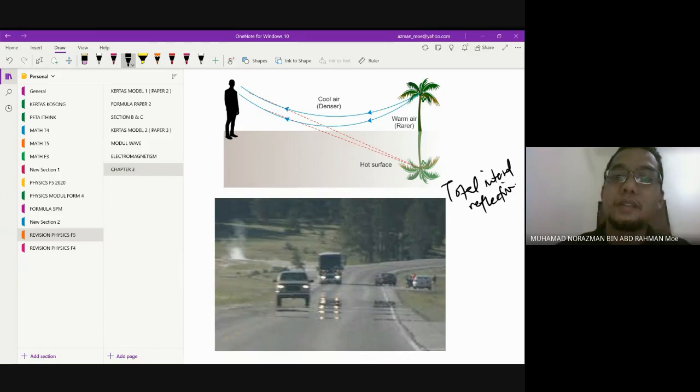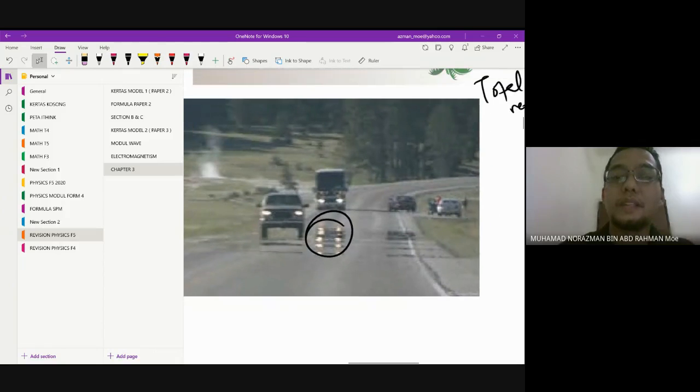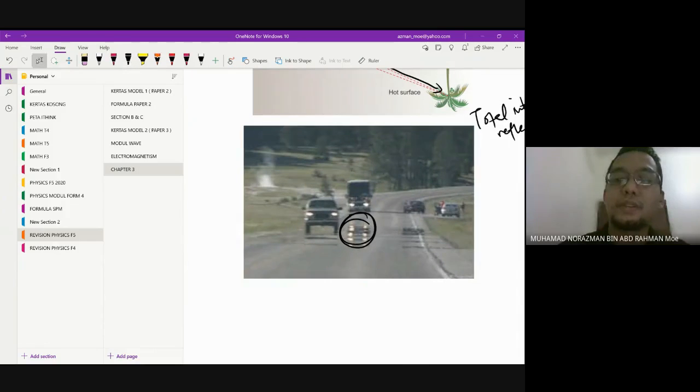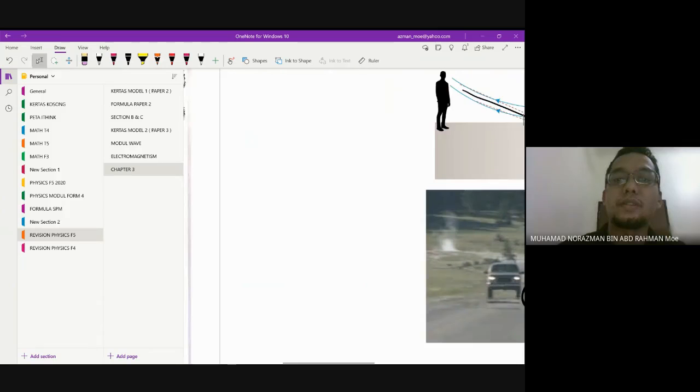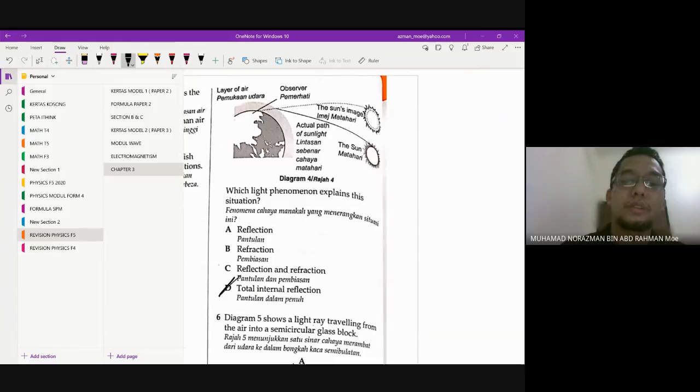Sebab ada two denser ni, from denser to less dense, cool air to warmer air pagi. Okay, then kita nampak dia image. Sebab tu kita nampak image lori ni kat bawah, bus ni kat bawah. Or we can see the image of sky dekat jalan. Okay, lagi-lagi tengah hari itu panas. Okay, so that is because of total internal reflection. So same concept lah dengan ni. Okay, so total internal reflection.